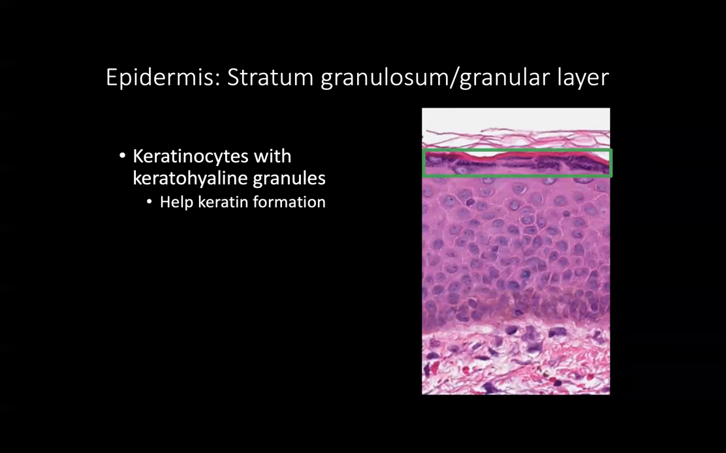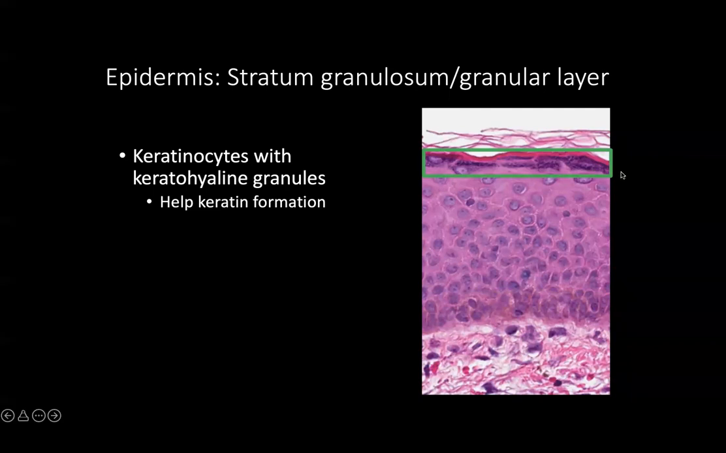Moving on to the stratum granulosum, or the granular layer. These are keratinocytes with dense purple punctate keratohyalin granules. They help keratin formation. They help seal the barrier with keratohyalin materials, including filaggrin protein. And that filaggrin protein is defective in atopic dermatitis oftentimes. So the skin barrier is actually disrupted quite a bit in atopic dermatitis.